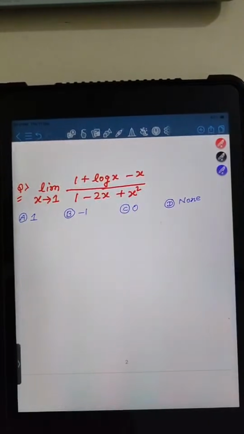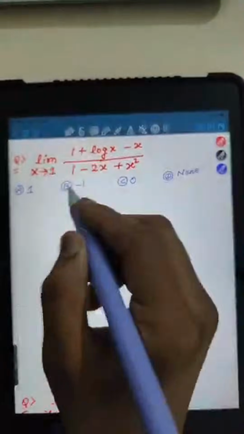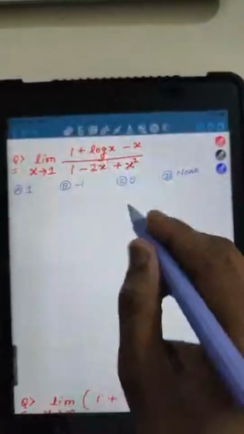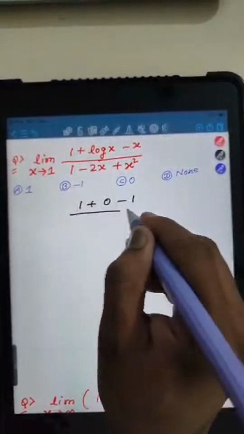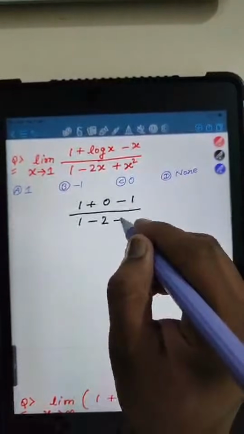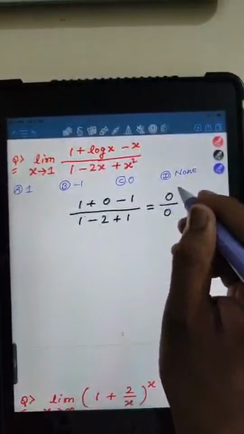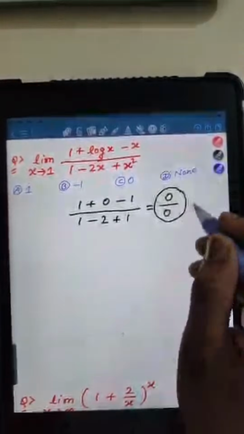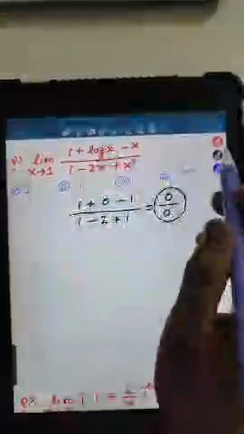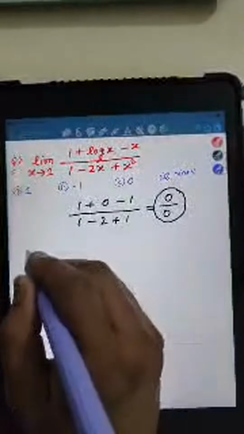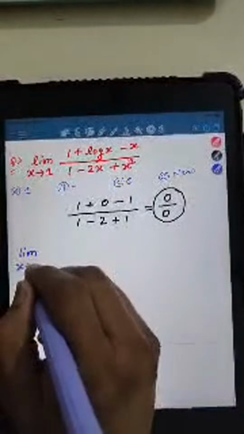So the hint for this question is that you can use L'Hospital rule, because when you put x equal to 1, you will see that log 1 is 0 and 1 minus 1, I am putting x equal to 1. So you will see that numerator and denominator will both be 0. That means it's an indeterminate form. So that's why we can use L'Hospital rule. Okay, so in L'Hospital rule, what do we do? We differentiate numerator and denominator.